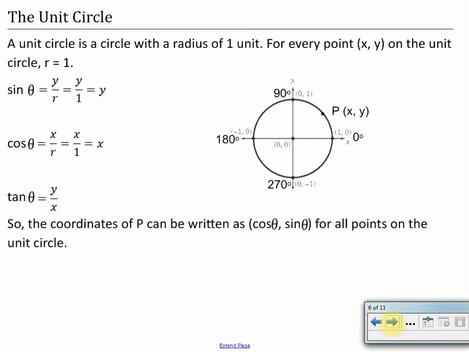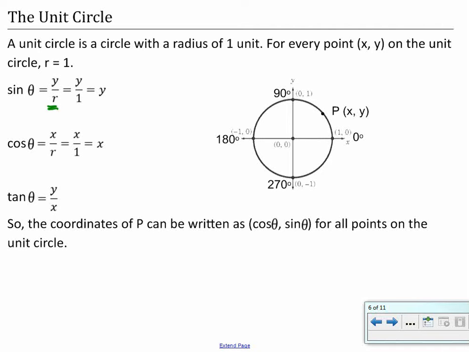So a unit circle, here's just the definition for you written out, is a circle with radius of 1 unit. For every point x and y on the circle, r equals 1. That's what makes it a unit circle, has 1 radius. And I know the sine of theta is going to be y over r, which if it's on the unit circle, your radius is 1, so the sine value is just y. And then cosine would be x over r, which would be x over 1 on the unit circle, which is just x.